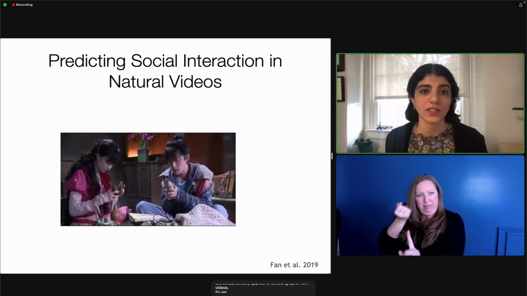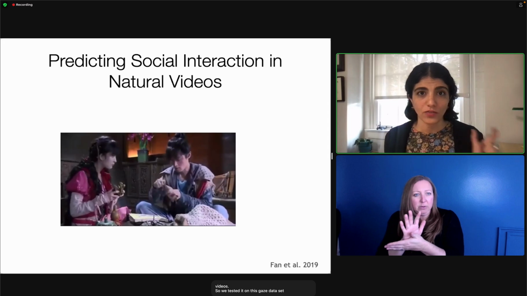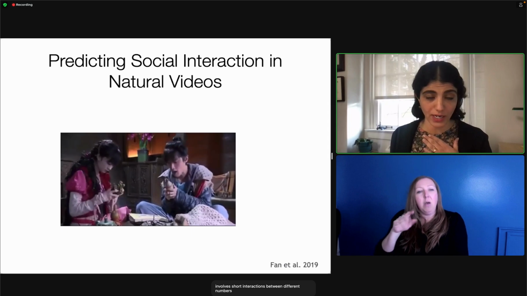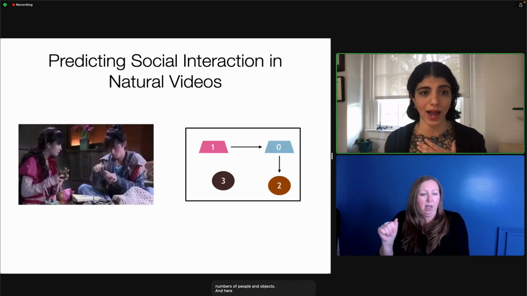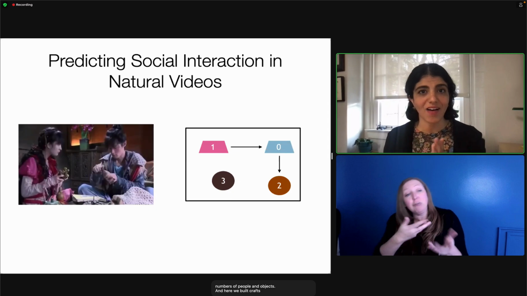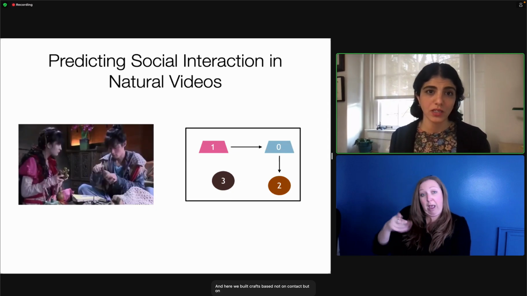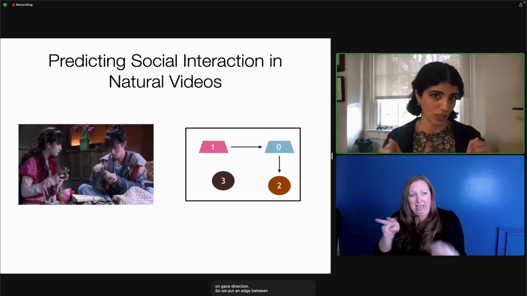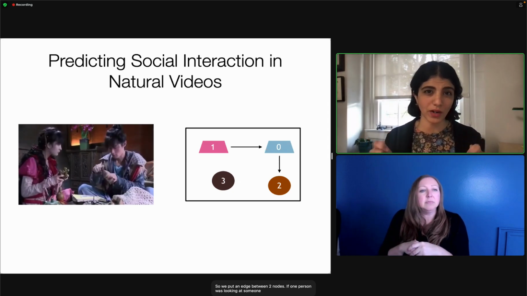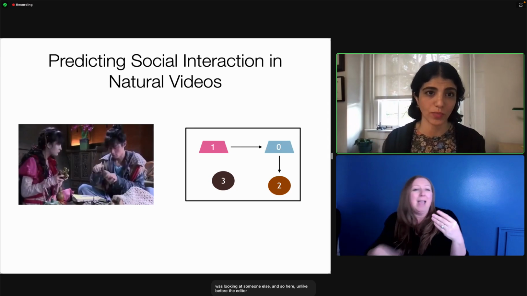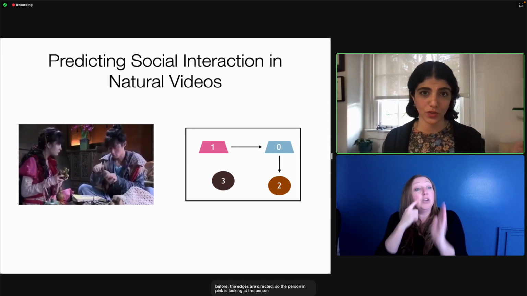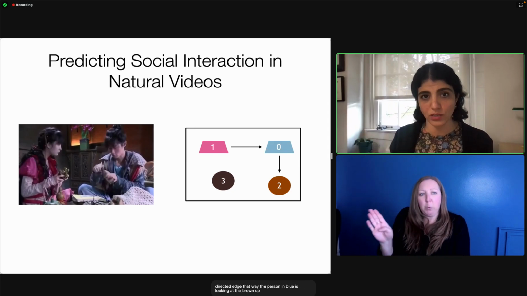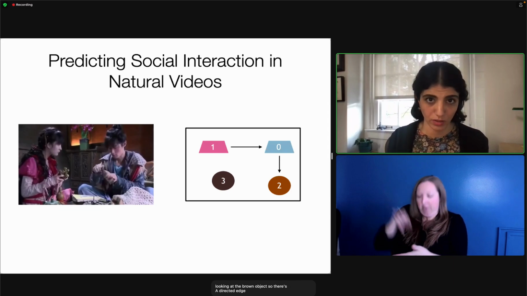So we tested it on this Gaze data set, which involves short interactions between different numbers of people and objects. And here we built graphs based not on contact, but on gaze direction. So we put an edge between two nodes if one person was looking at someone else. And so here, unlike before, the edges are directed. The person in pink is looking at the person in blue, so there's a directed edge that way. The person in blue is looking at the brown object, so there's a directed edge down.